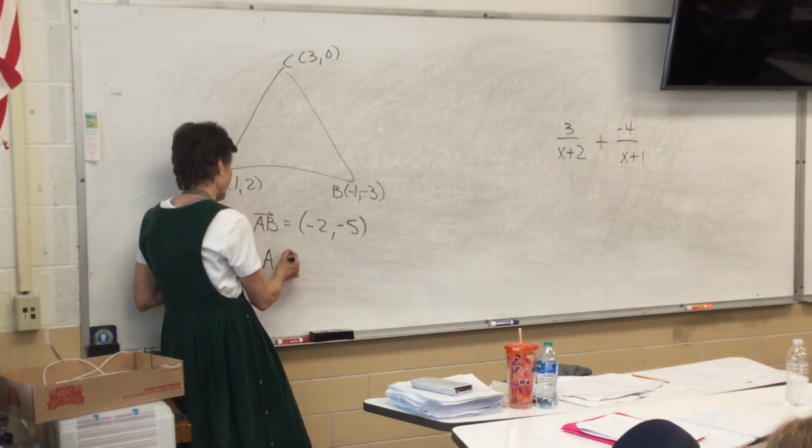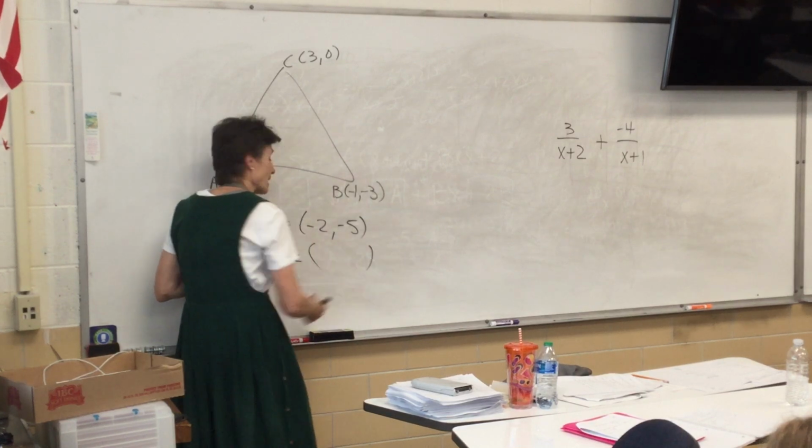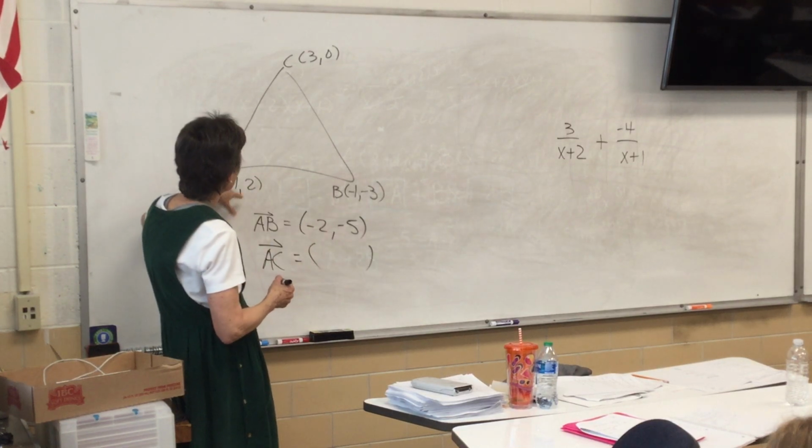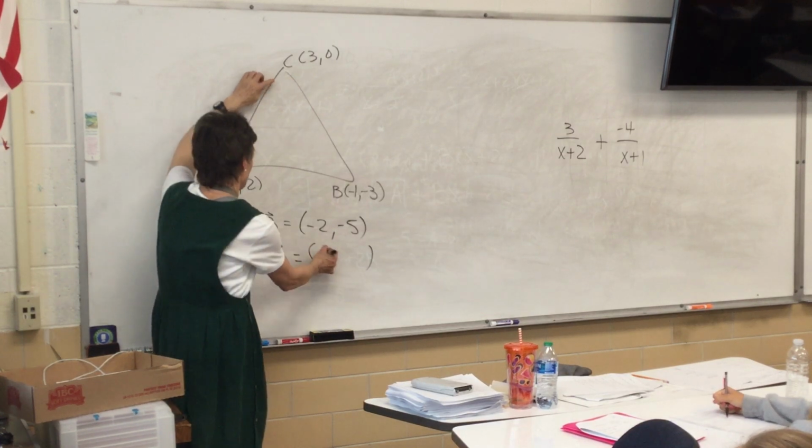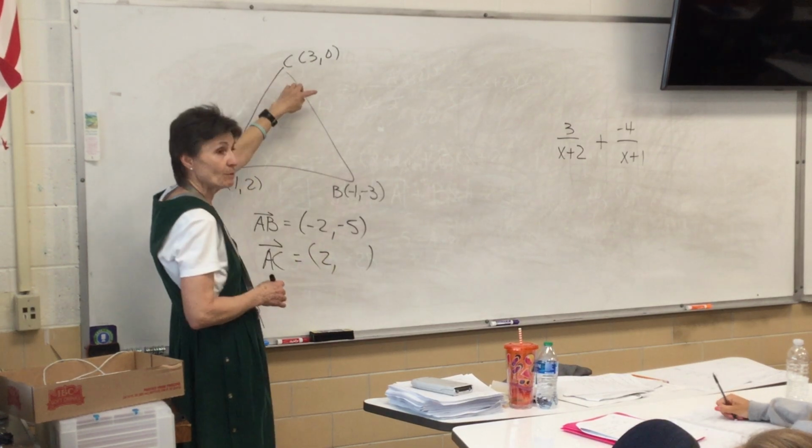We have to do AC, vector AC. We're going to do the same thing, but now we're going from A to C. So 1 to 3, 2. And 2 to 0, negative 2.